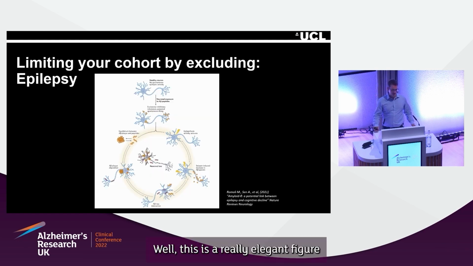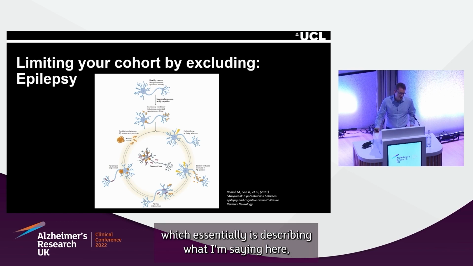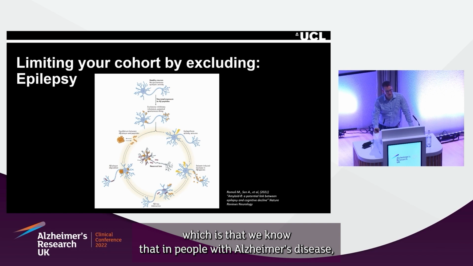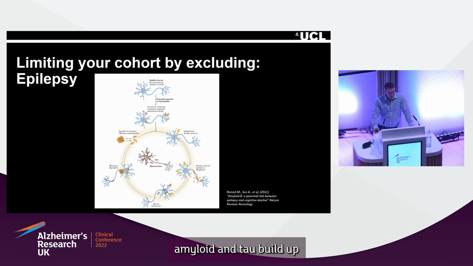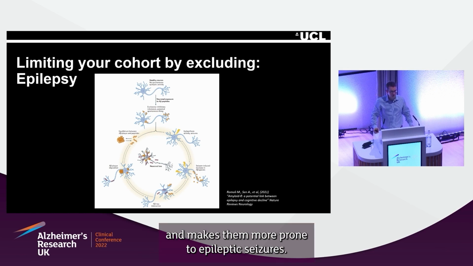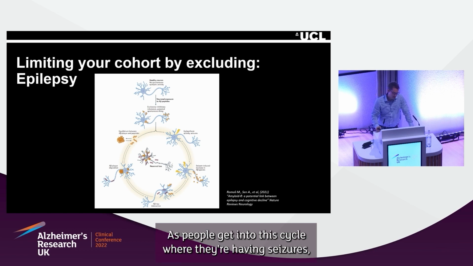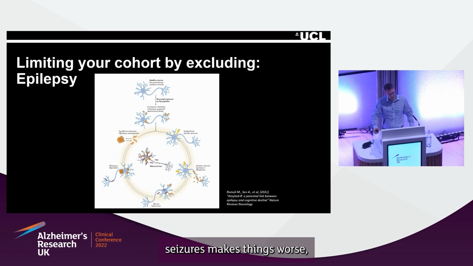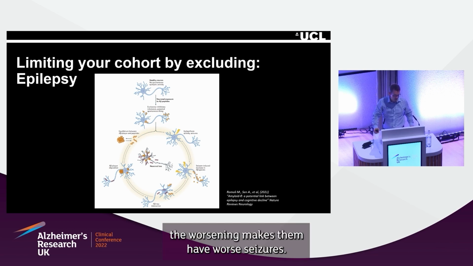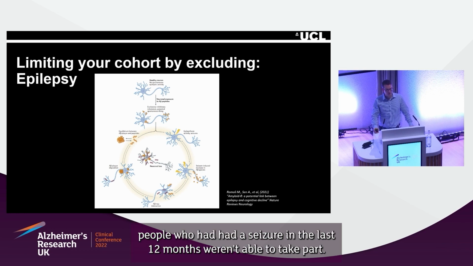So what's happening? Well, this is a really elegant figure from a paper from Michel Rumely last year, which essentially is describing what I'm saying here, which is that we know that in people with Alzheimer's disease, amyloid and tau build up, and we know that that leads to hyperpolarization of the neurons that makes them more prone to epileptic seizures. There's also evidence that seizures themselves can increase the spread of both amyloid and tau. And so people get into this cycle where having seizures makes things worse, and the worsening makes them have worse seizures. So again, going back to the exclusion criteria from the start of this paper, people who had had a seizure in the last 12 months weren't able to take part.